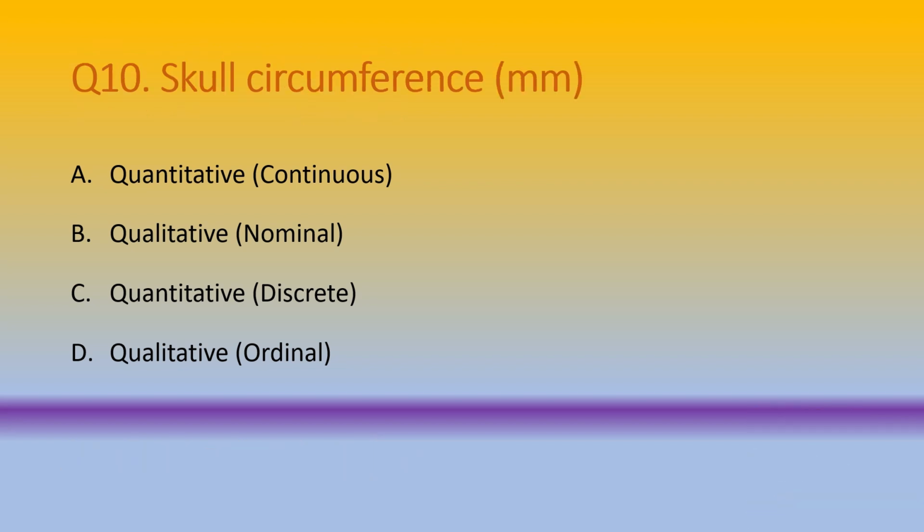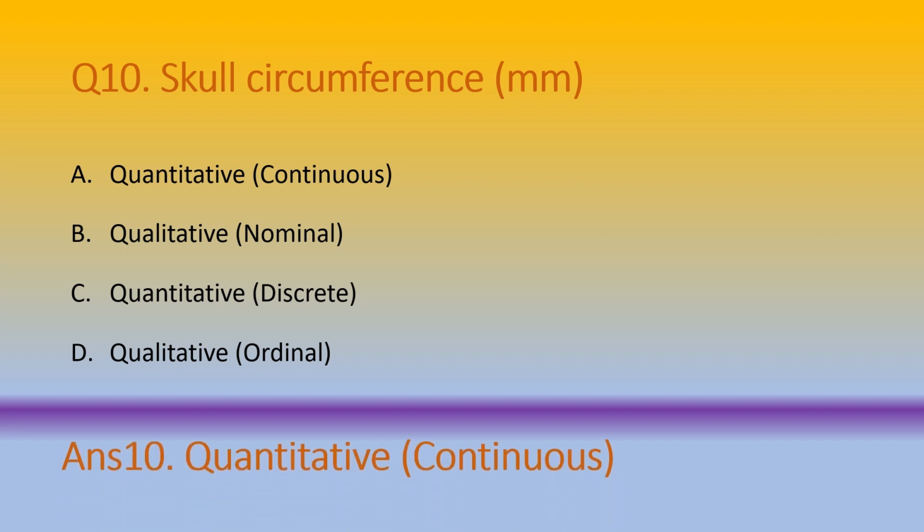Question 10. Skull circumference in millimeter. Option A is quantitative continuous. Option B is qualitative nominal. Option C is quantitative discrete. Option D, qualitative ordinal. The answer of question is quantitative continuous variable.